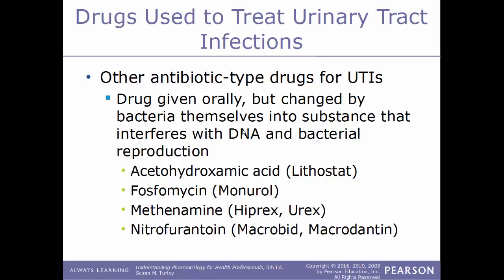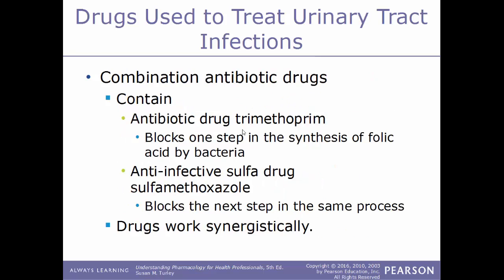and the bacterial reproduction. Some examples of this type of drug would include acetohydroxamic acid, sold under the name Lithostat, fosfomycin, sold under the name Monurol, methenamine, sold under the name Urex or Hiprex, and nitrofurantoin, sold under the name Macrobid or Macrodantin. And like we saw with the diuretics, it's not uncommon to see a combination of antibiotic drugs that are used to treat UTIs.